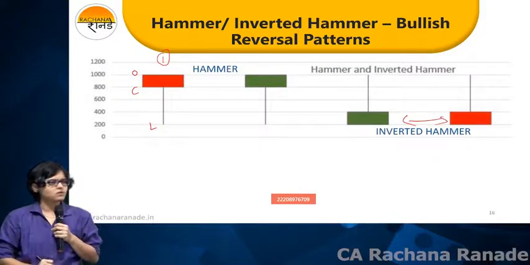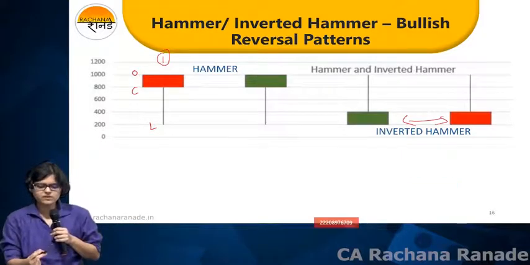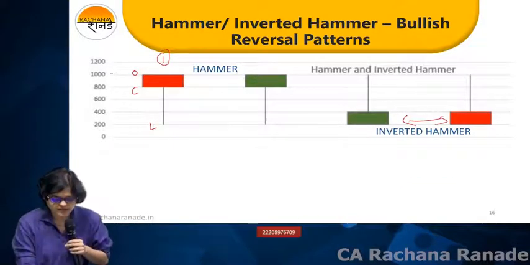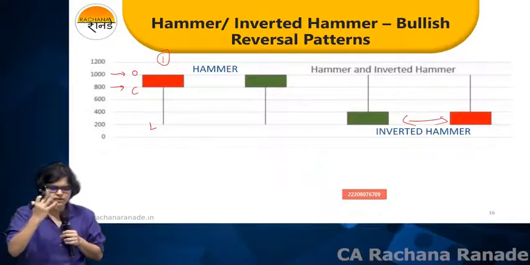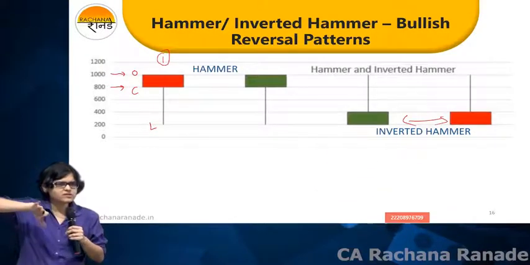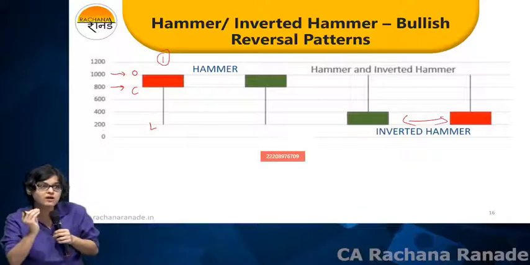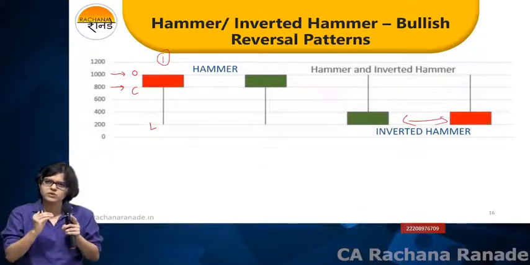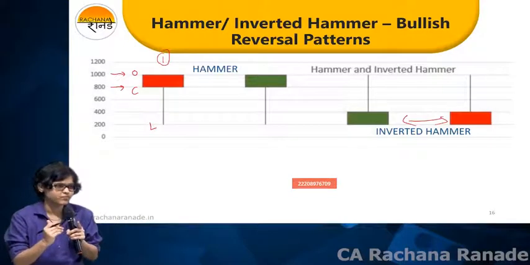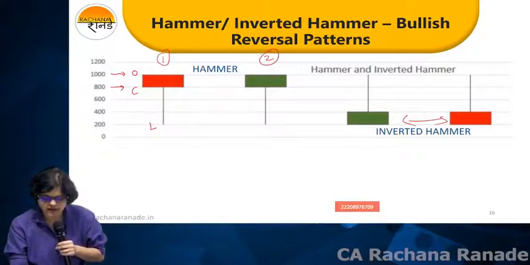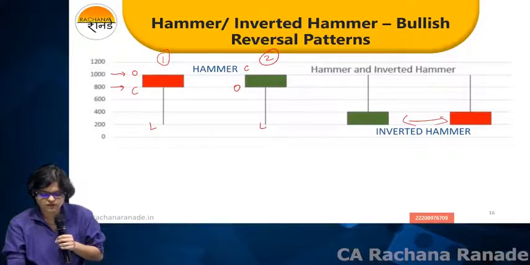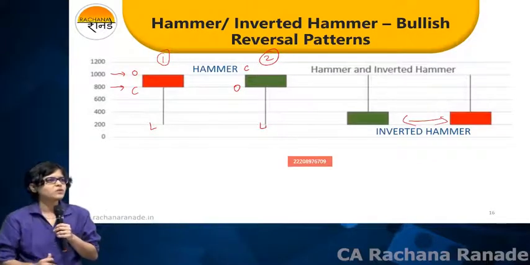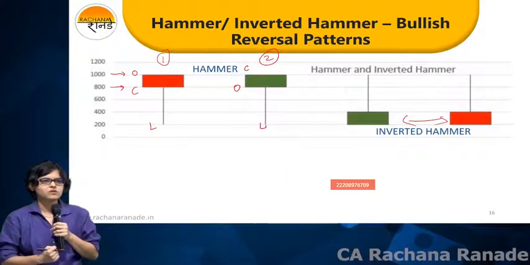800. Now we'll compare it with this hammer. Open is at 1000, close is at 800. It is a reversal, agreed, but which one will be stronger reversal is what I'm asking. Both are reversals, but which one would be a little bit stronger? So let's understand case 2. Case 2 hammer opened at 800, closed at 1000, high price 1000 and low price 200. Which hammer do you feel gives a stronger signal? First or second?